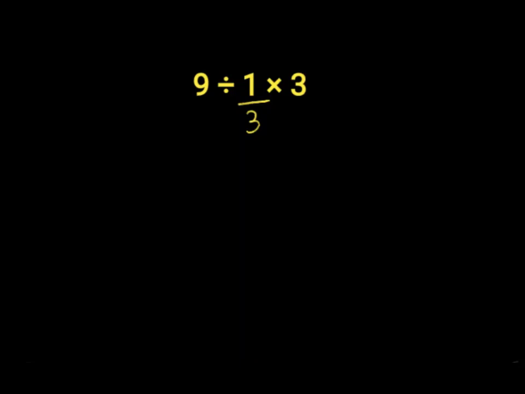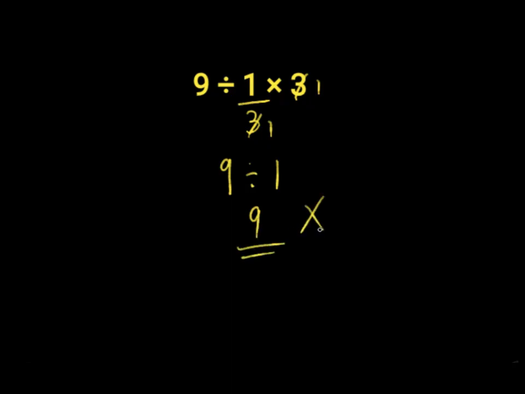9 divided by 1 over 3 times 3. 3 into here 1, 3 into here 1. We have 9 divided by 1. 9 divided by 1 gives us 9.